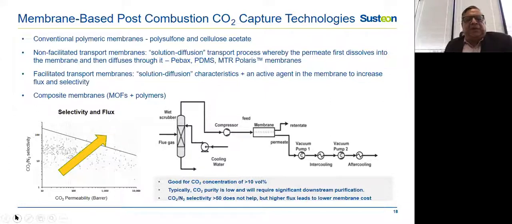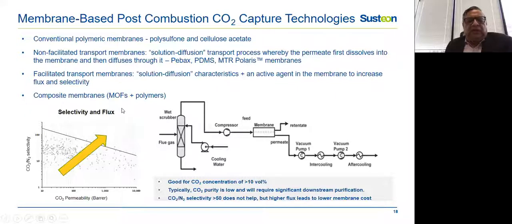Also, membrane-based technologies are being developed for flue gas, but again, we need to realize the flue gas partial pressure is very low, and sometimes CO2 concentration could be very low. So I think there are projects which are being pursued for coal-based flue gas, as well as cement flue gas. And there are a number of membranes, from polymer membranes to facilitated transport membranes and non-facilitated, where you facilitate the permeation of CO2.